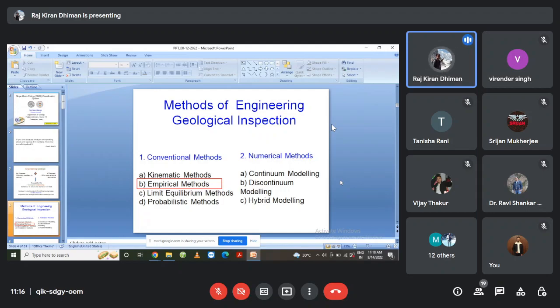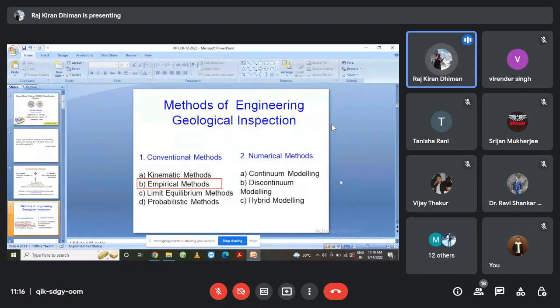Probabilistic methods actually consider the variability of the different factors being considered. Let's say in limit equilibrium I am considering one factor, that is friction angle. Friction angle is the minimum angle up to which the slope is stable, after which the slope will fall. But in a slope this can vary also. So in probability we are interested in, let's say, if we vary the friction angle from 30 degrees to 40 degrees, what will happen? The slope will fail, or there will be partial stability. We are more interested in the probabilities of different types of variables there.